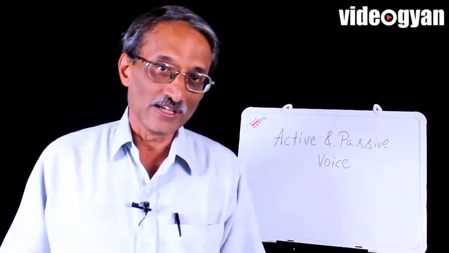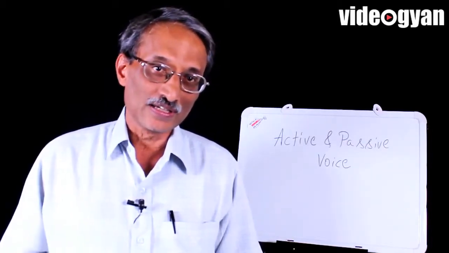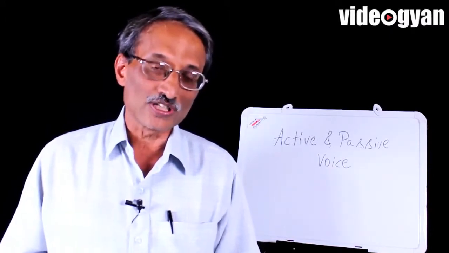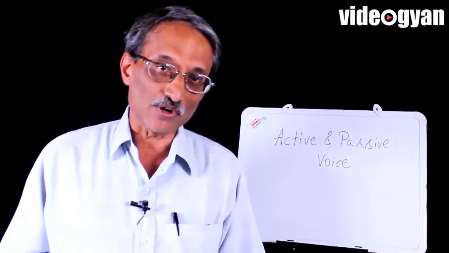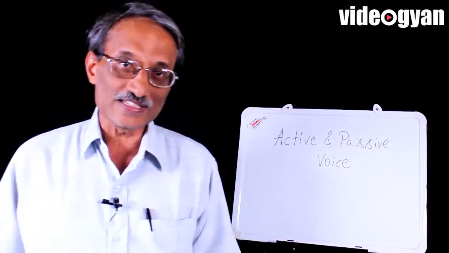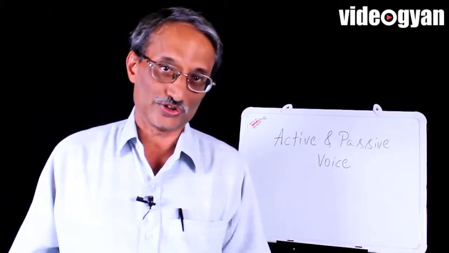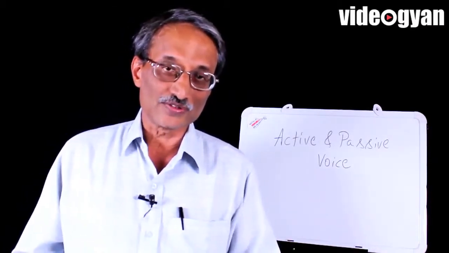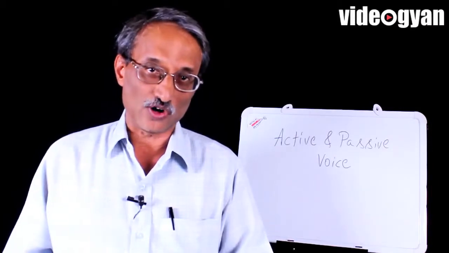Let me explain. In a sentence which is made out in active voice, the subject plays the important role. When the subject is the doer of an action, then the sentence is said to be in the active voice. Let me give an example. Geeta cleans the house. Now, Geeta is the subject and Geeta does something, that is cleans. Now, this is said to be in the active voice.